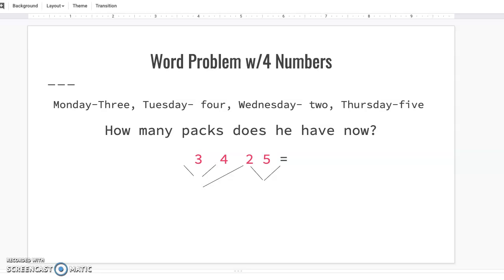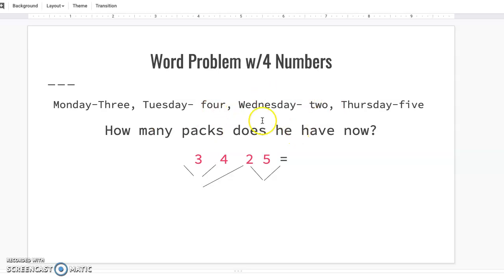All right, now there's a word problem. So I'm going to read the word problem and then we'll figure out what we need to do. It says Sam bought 3 packs of candy on Monday and 4 packs on Tuesday.